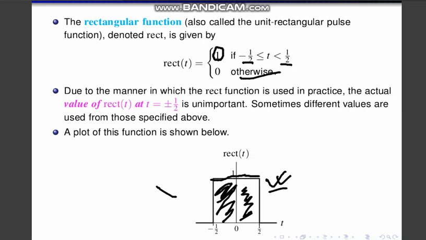It has a constant value of 1 under that, and otherwise it is 0. So that is the function condition. Due to the manner in which the rectangular function is used in practice, the actual value of rect(t) at t equal to plus or minus half is unimportant. Sometimes different values are used from those specified above. A plot of this function is shown below.